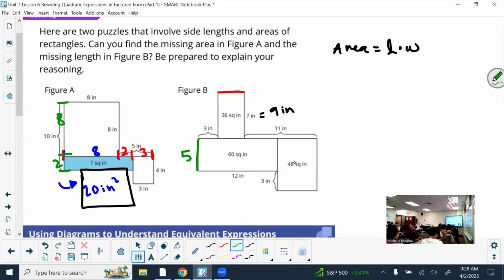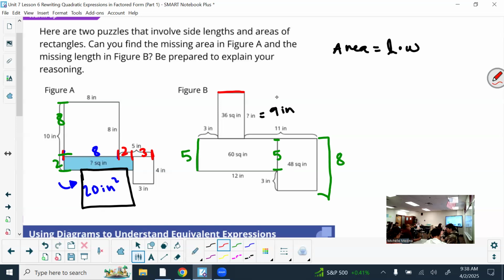What I'm going to do now is look over here. Now I have enough information to label what this side is. So I know that this side has from here to here 5, from here to here 3, so that's 5 plus 3.